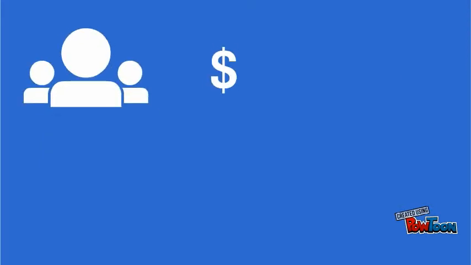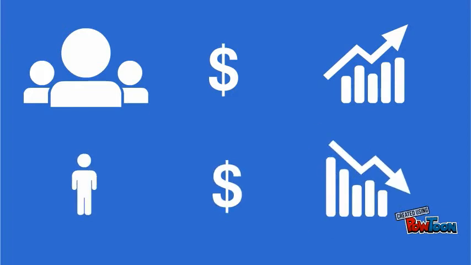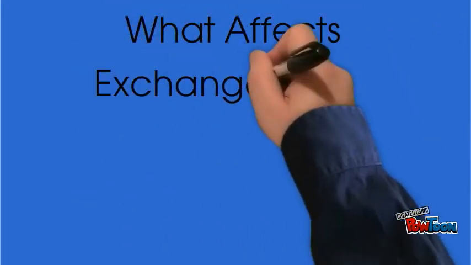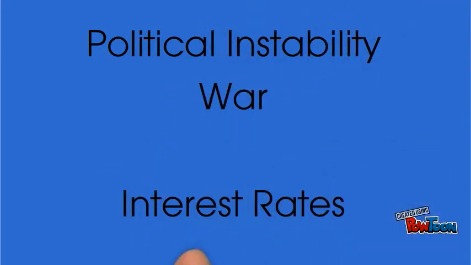If a bunch of people want a currency, say the dollar, the exchange rate will rise. But if only one person wants it or a few people, the exchange rate will drop as demand has fallen. So what affects exchange rate? The exchange rate can be affected by political instability, war, interest rates, or inflation, just to name a few.